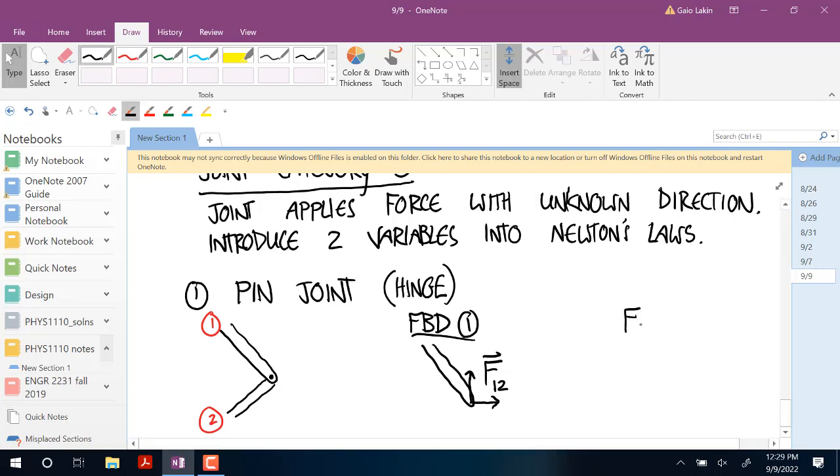And a free body diagram of body 2. I'm going to keep drawing the component directions in the direction of the coordinate axes, but the variable now is going to be the force on 2 by 1, and Newton's third law says that's equal to negative F(1)(2).